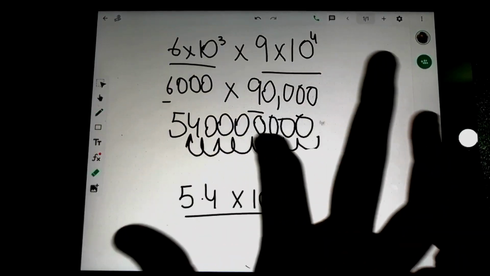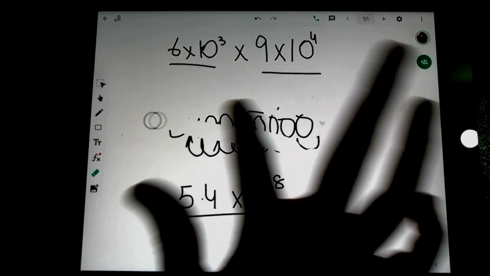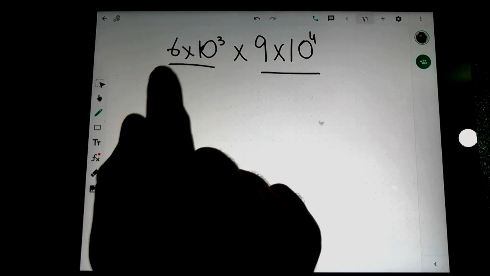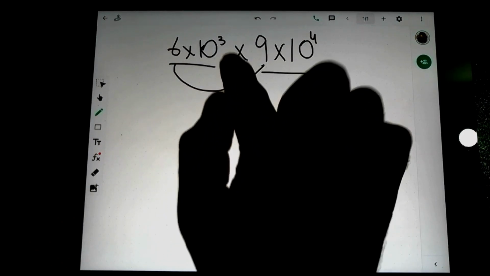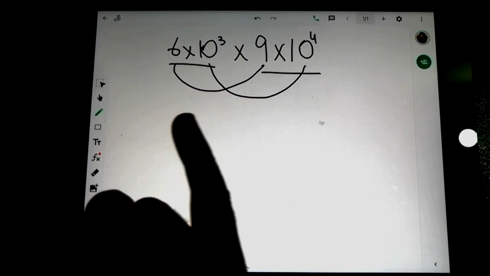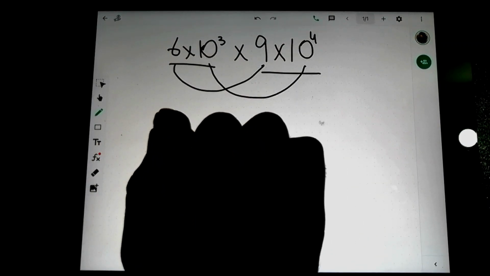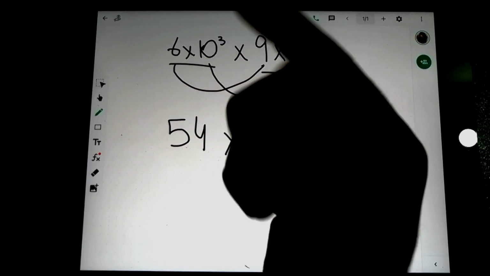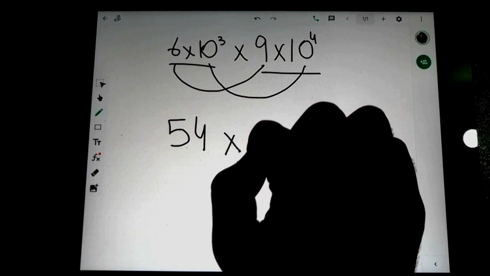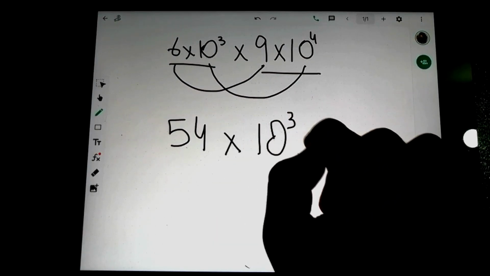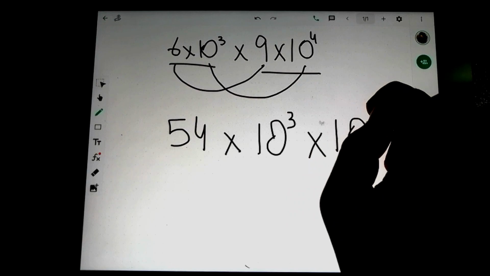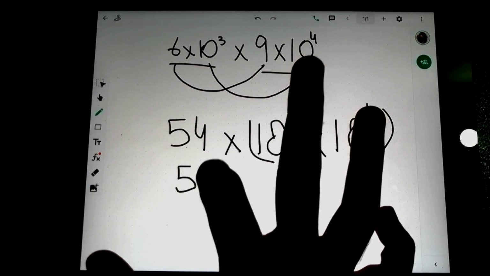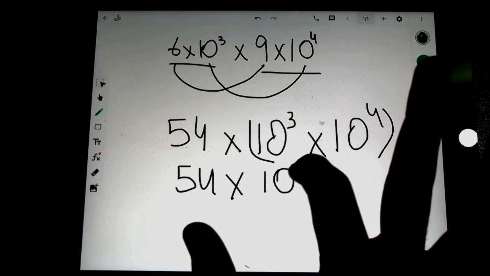Okay, one other way of doing it, instead of expanding these, is that we could have multiplied 6 and 9 and then multiplied the powers of 10 with each other. So 6 multiplied by 9 is 54. And if you've done indices, if you haven't watched my video on indices, you'll know that when two numbers with the same base and different powers multiply, their powers add. So we've got 54 multiplied by 10, 3 plus 4 is 7.